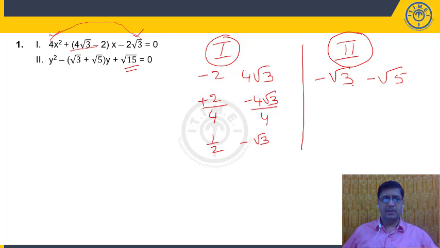What about the second one? Divide these factors by the coefficient of y². The coefficient of y² is 1. So what are the roots here? The same numbers with the opposite sign. So +√3 and +√5.